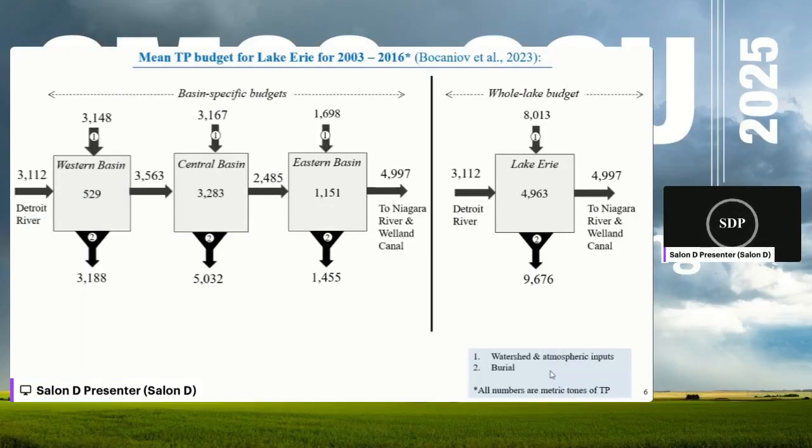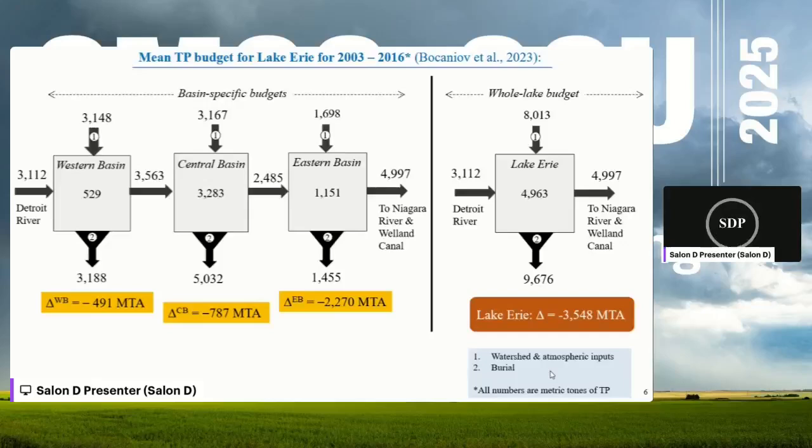So this slide illustrates the existing TP budget for post-2000 conditions. On the left side, you can see basin-specific budgets. On the right side, you can see the whole-lake budget. You can see all inputs of the phosphorus. You can see outputs of the phosphorus. Number 2 is the burial of the phosphorus. And in the middle, you can see how much phosphorus is in the water column.